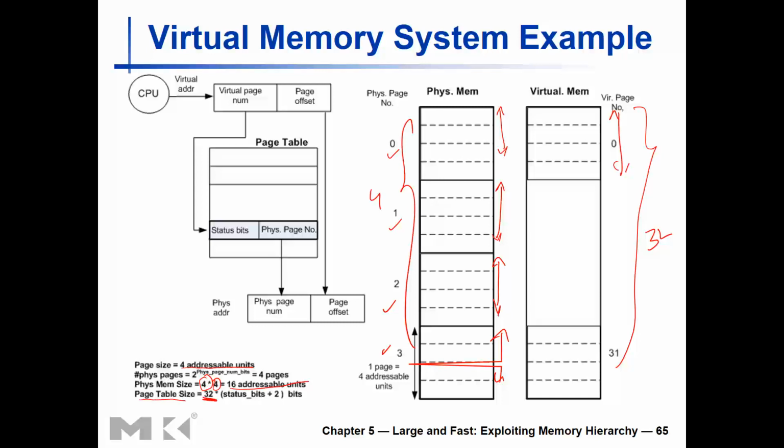How many virtual pages do I have? 32. What's the size of each entry? Status bit plus 2. Why 2? Well, because the number of physical pages I have is 4, and I can express those 4 with 2 bits, right? This is 00, 01, 10, 11. So I need two bits for that, plus the status bits for the OS. That's the size of the page table.